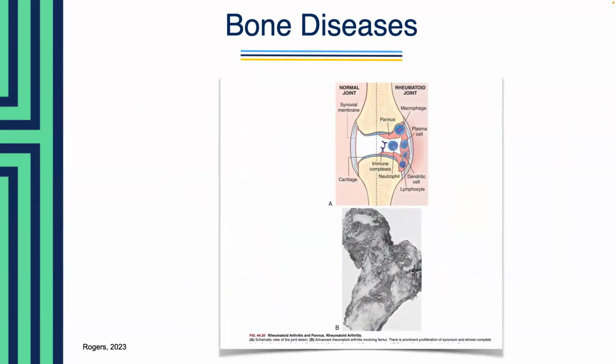This is the other image I wanted to show you, which is figure 44-30, which shows you the rheumatoid arthritis. It shows you the damage on the top picture, A, just showing you the joint lesions, and then B shows you the image involving the femur, and you can see the breakdown, which is pretty severe.